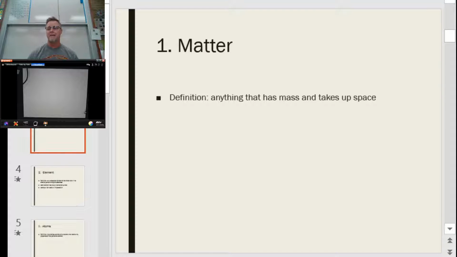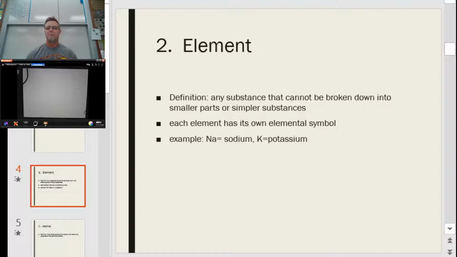Okay, how do we take energy away? Well, put something in a refrigerator. That's going to slow those molecules down. That's going to take heat energy away, and you'll go from a gas to a liquid and maybe eventually to a solid. Okay, so when we think about matter, matter is made up of elements.